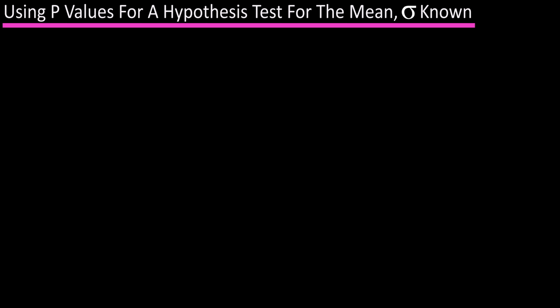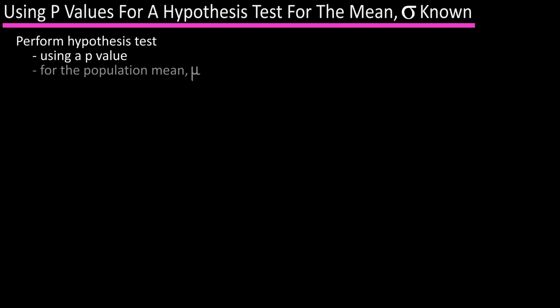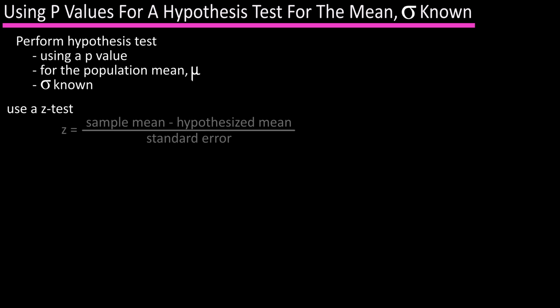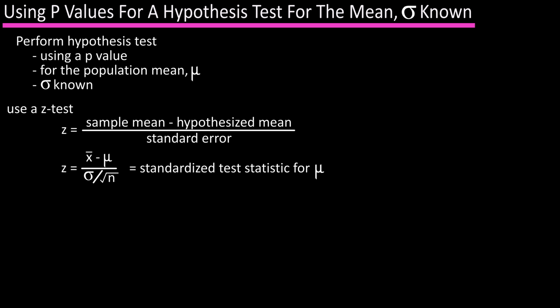In this video, we're going to go through how to perform a hypothesis test using a p-value for a population mean, mu, assuming we know the population standard deviation, sigma. And we do this by using a z-test for the mean, where z equals the sample mean minus the hypothesized mean divided by the standard error. The formula for this is z equals x bar minus mu divided by sigma over the square root of n.